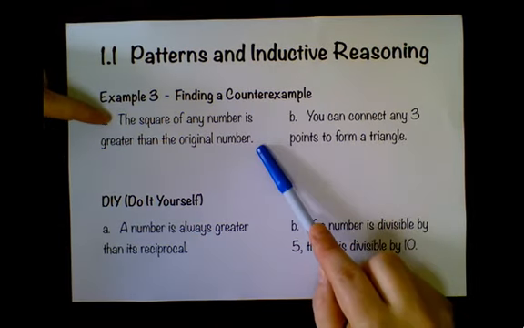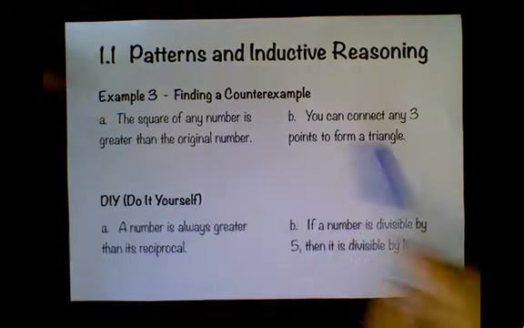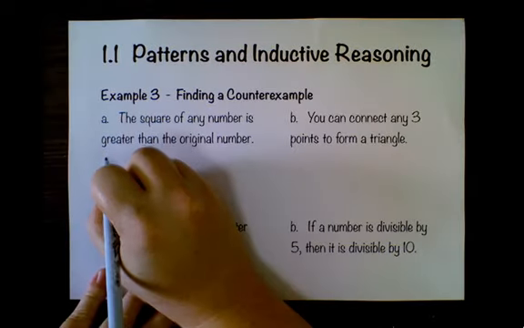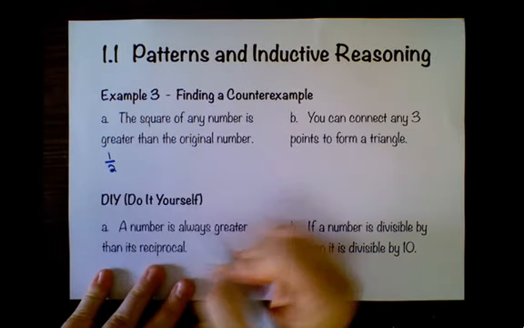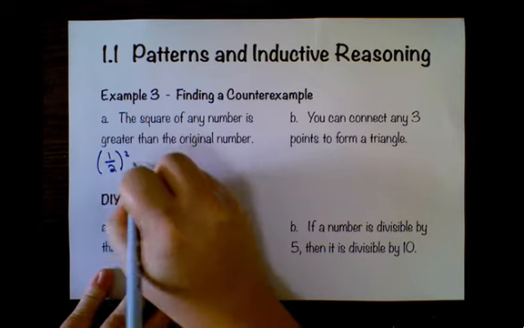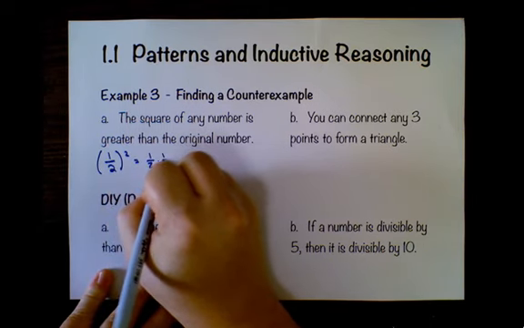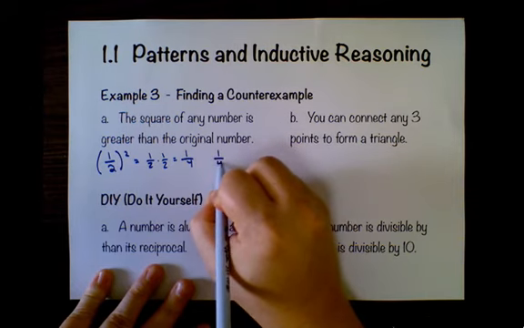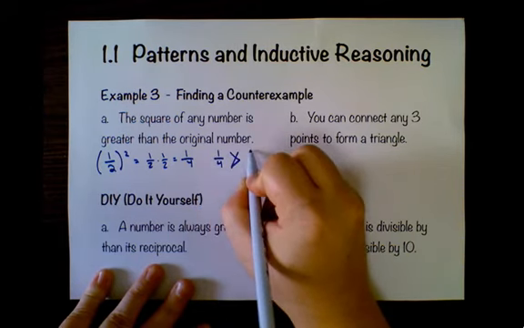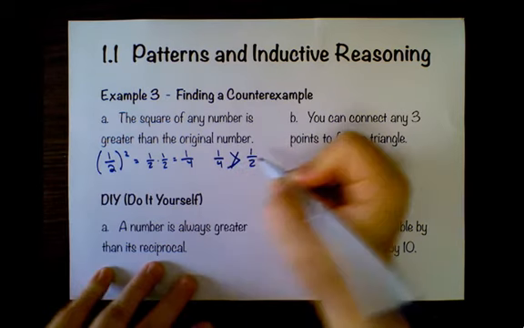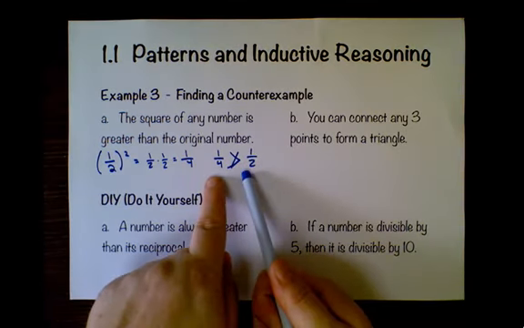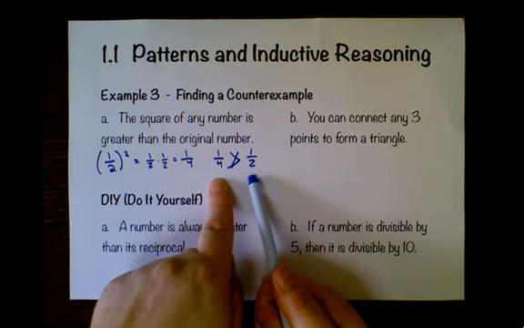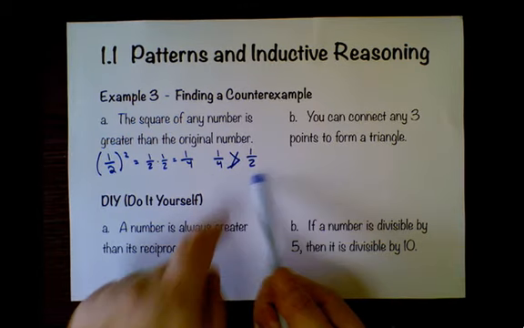The square of any number is greater than the original number. Ooh, nuh-uh. I've got a couple of these. How about 1/2? 1/2 squared is 1/2 times 1/2, which is 1/4. And 1/4 is not bigger than 1/2. Okay, so there we go. Voila, my counterexample. Nuh-uh, because 1/2 squared is not larger than 1/2.